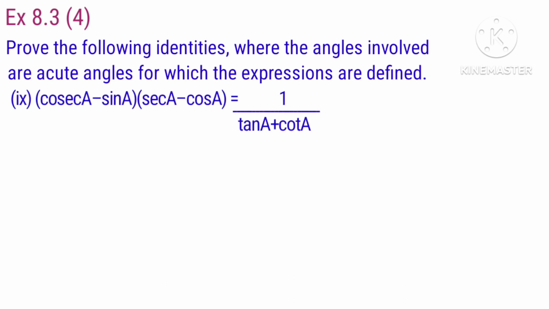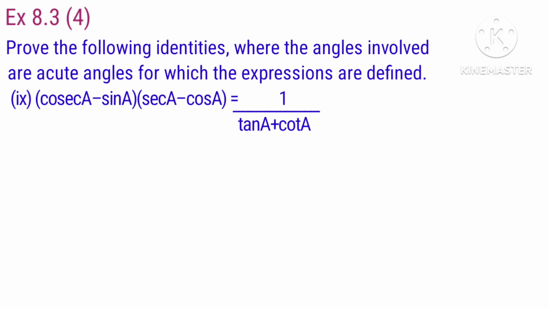Cosecant a minus sin a into secant a minus cos a is equal to 1 divided by tan a plus cot a. ஸோ இதில் லெஃப்ட் ஹேண்ட் சைடில் cosecant, sin, secant, cos ரிலேட்டடாக இருக்குது. பட் ரைட் ஹேண்ட் சைடில் tan and cot ரிலேட்டடாக இருக்குது. ஸோ இதில் லெஃப்ட் ஹேண்ட் சைடில் நான் என்ன தான் ரெசிப்ரோக்கல் யூஸ் பண்ணி ஃபைன் பண்ணாலும் அது எனக்கு லெஃப்ட் ஹேண்ட் சைடு ஈக்குவலாக தான் வரும், ரைட் ஹேண்ட் சைடு ரிலேட்டடாக வராது.